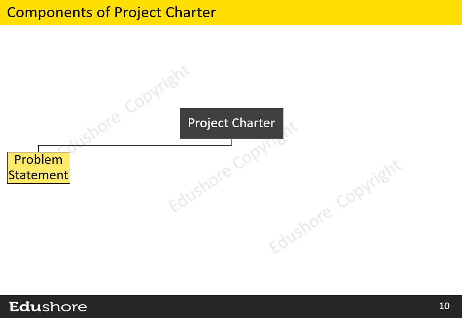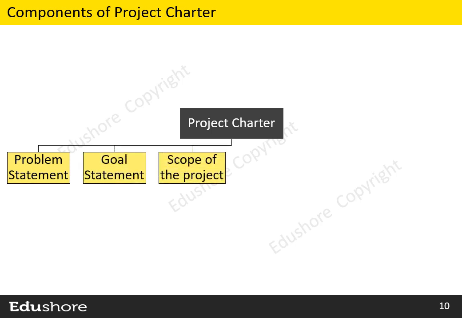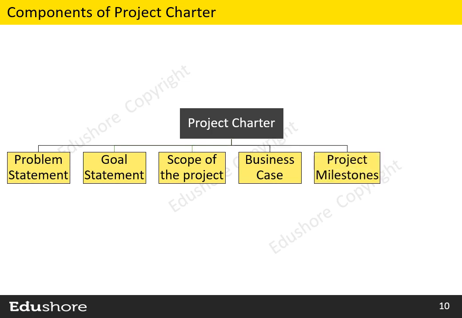A project charter is an executive summary document which clearly describes all the details about the Lean Six Sigma project. The project charter has following components: problem statement, goal statement, scope of the project, business case for the project, milestones, and the team structure for the Lean Six Sigma project. We will understand each component in detail now.